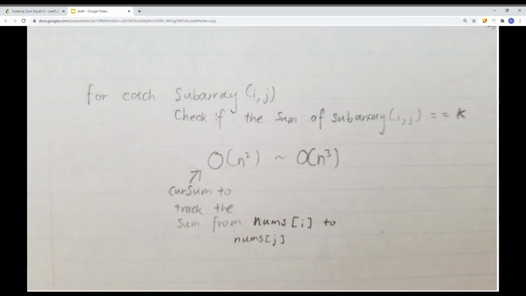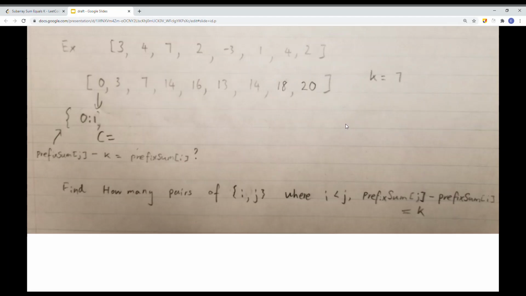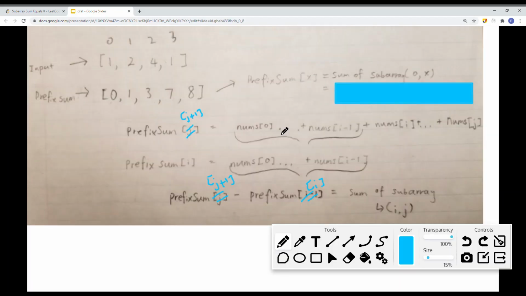Now the other way we can do this is to use a prefix sum. The idea of prefix sum is pretty simple. Given an array like this, 1, 2, 4, 1, we have the index above and we have a prefix sum. The prefix sum is the sum of the subarray from index 0 all the way to the current element. The prefix sum for the first element is going to be 1, because the sum of the subarray from 0 to 0 is 1. That's why we have a 1 here to represent the prefix sum from 0 to 0.